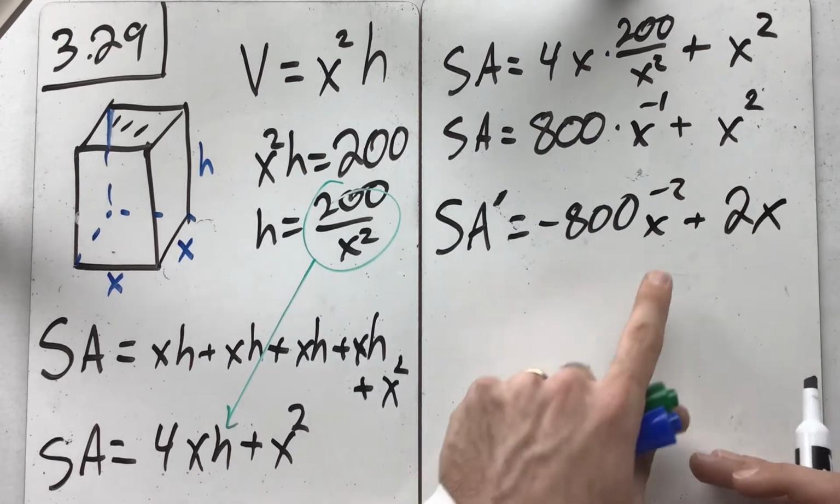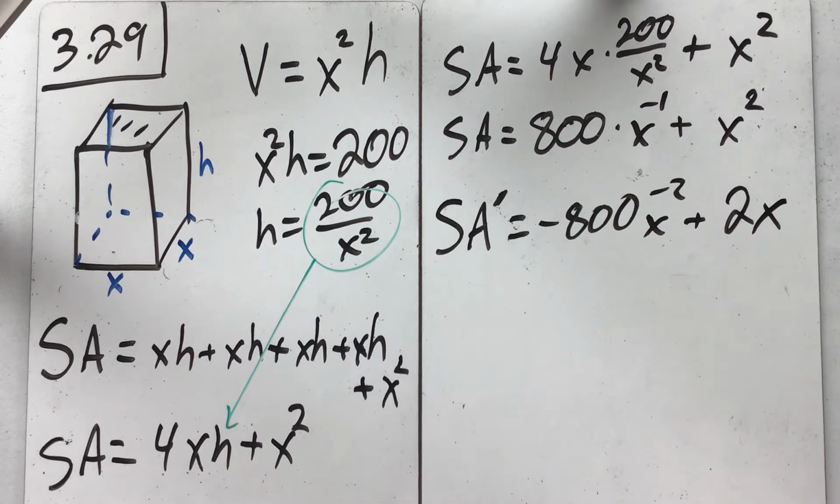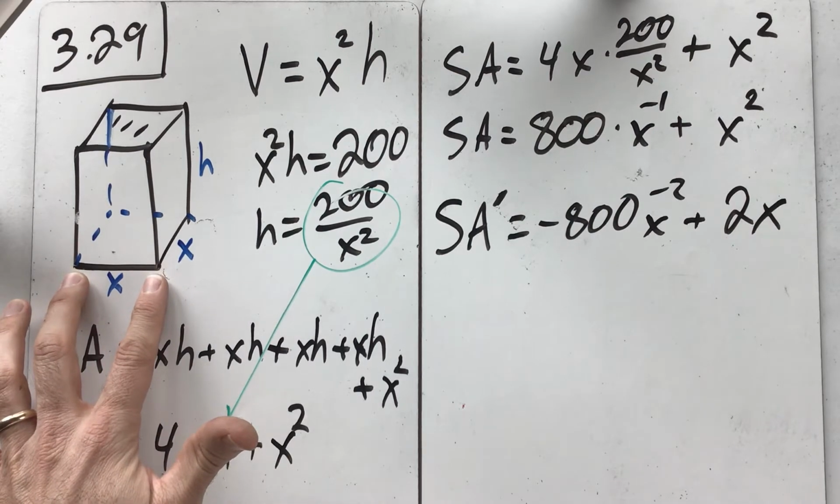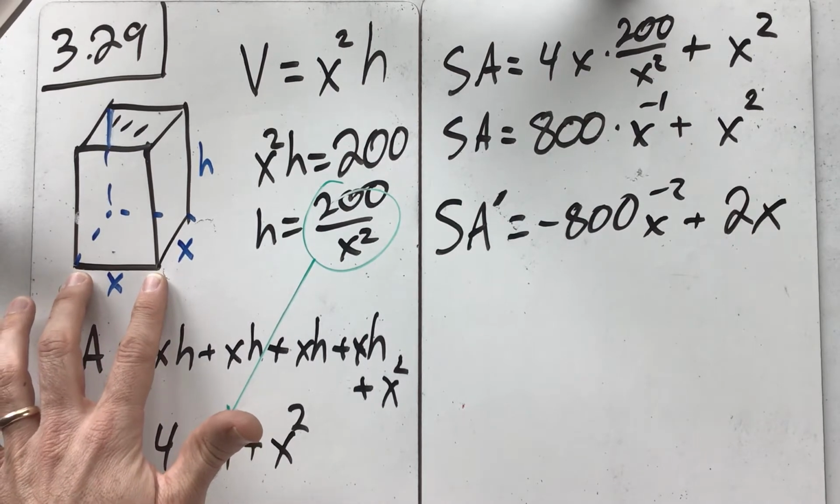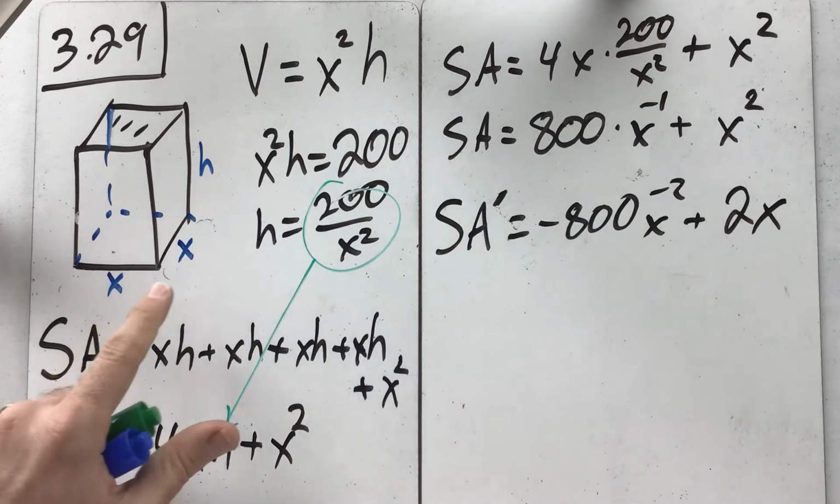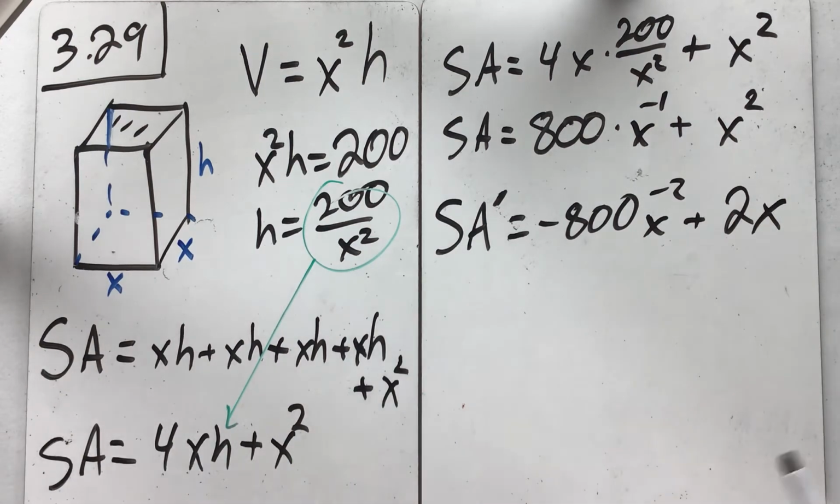Notice this always exists except when x equals 0. So x equals 0 is a does not exist point. But x equals 0 makes no sense in our problem, does it? X equals 0 means that you have a box that has no width and no height, and so that's not a real box, right? That's a line. So this thing always exists as long as your x is a positive number, as it should be.